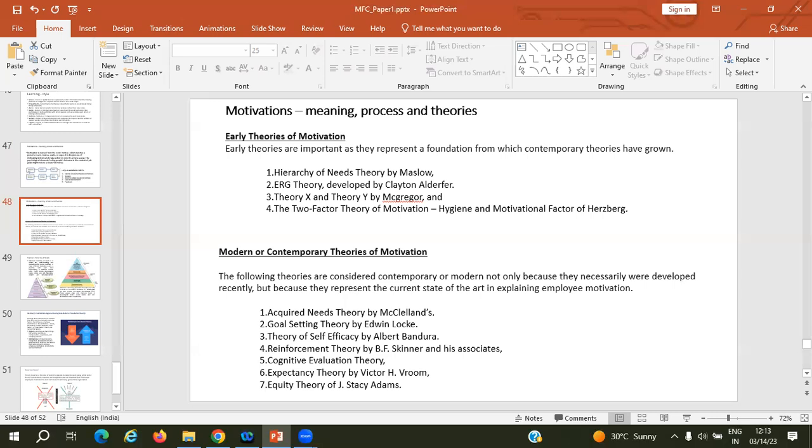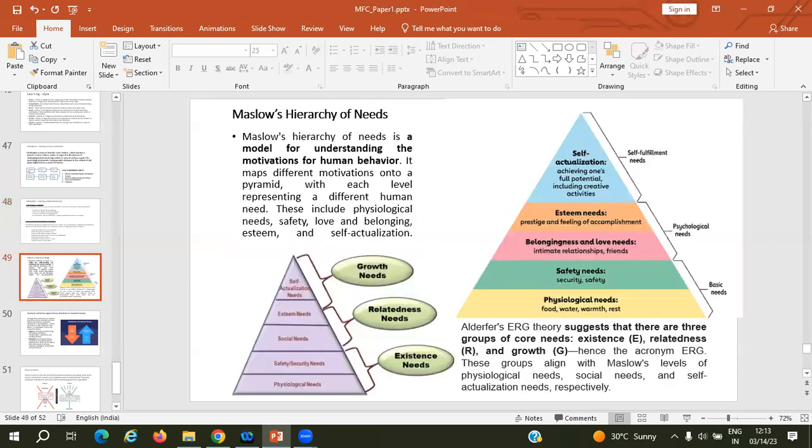Reinforcement theory, cognitive theory, expectancy theory. These are all in the syllabus. Equity theory. So we'll read one by one. First, we understand these 1 and 2, hierarchy theory and ERG theory. In the next slide, I have given the diagram. This colorful one is hierarchy theory, Maslow theory. Then the bottom one is ERG.